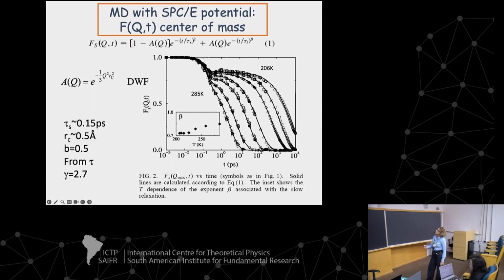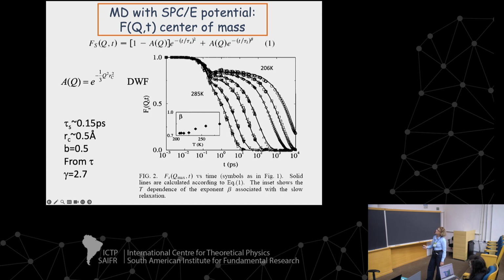But let's look at the F of Qt. The F of Qt has the typical behavior of the two-step relaxation of glass formers. So Gaussian, plateau, stretched exponential. We fitted, and you can see the fit now that they work very well.